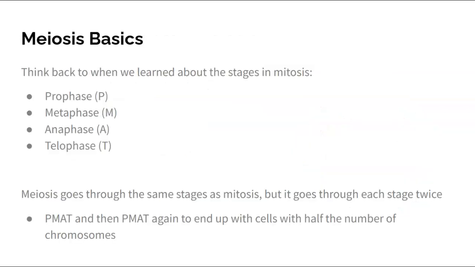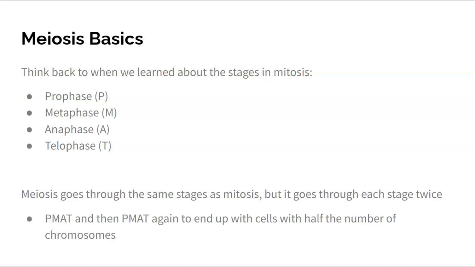So the basics of meiosis. We're not going to go too in depth with the process because you've already sort of learned it through mitosis. So when we learned about mitosis, we learned about the four stages, right? Prophase, metaphase, anaphase, and telophase. Meiosis does the same thing. I'm not trying to trick you here. Meiosis goes through the same thing as mitosis, right? It goes through prophase, metaphase, anaphase, and telophase, except it has to go through it twice.